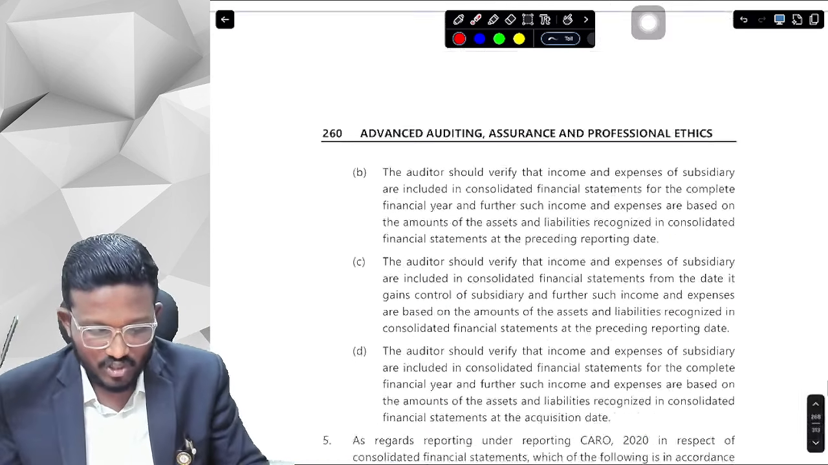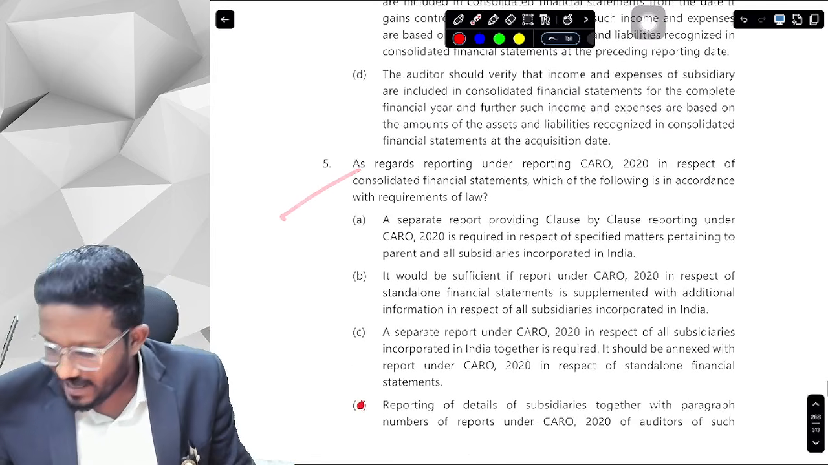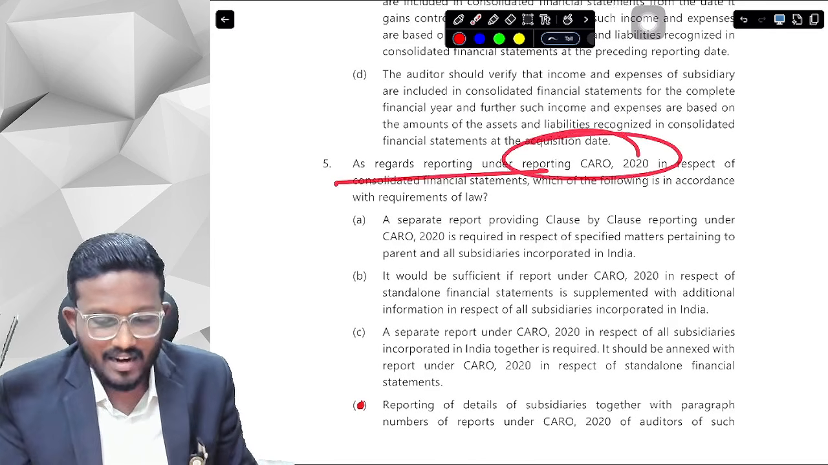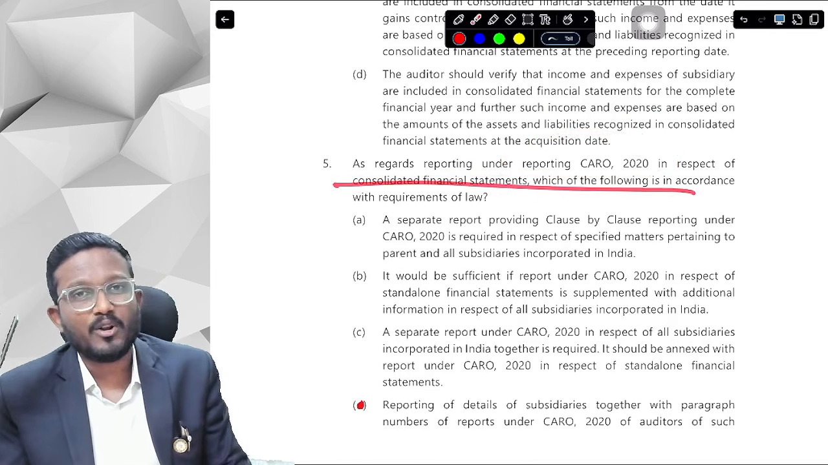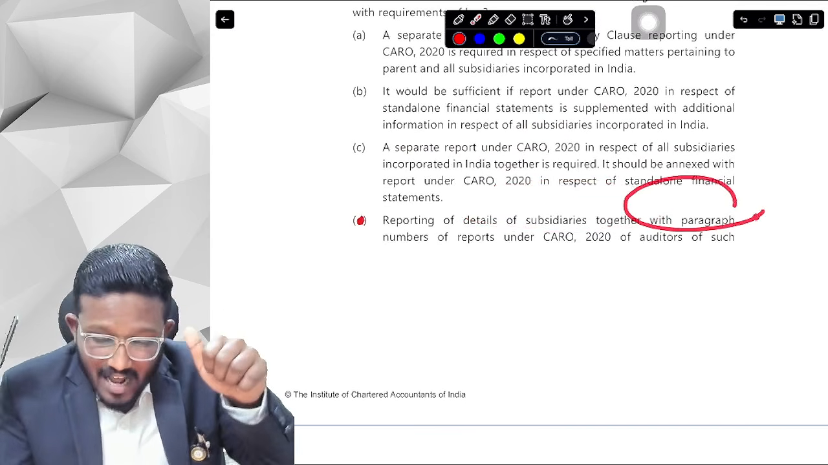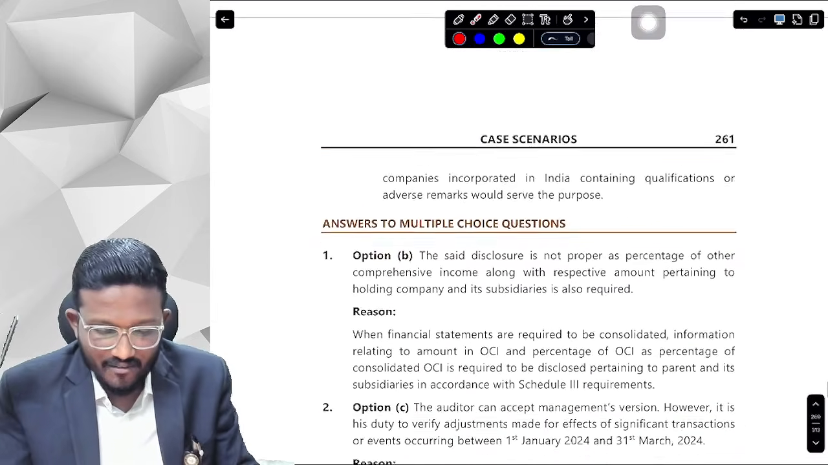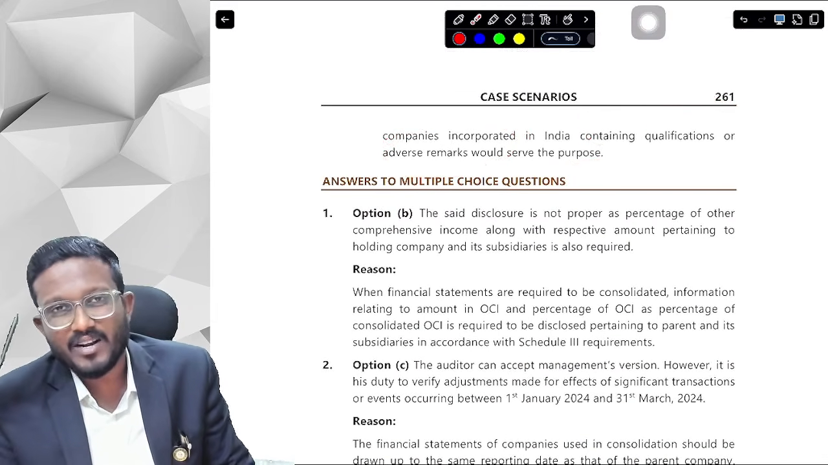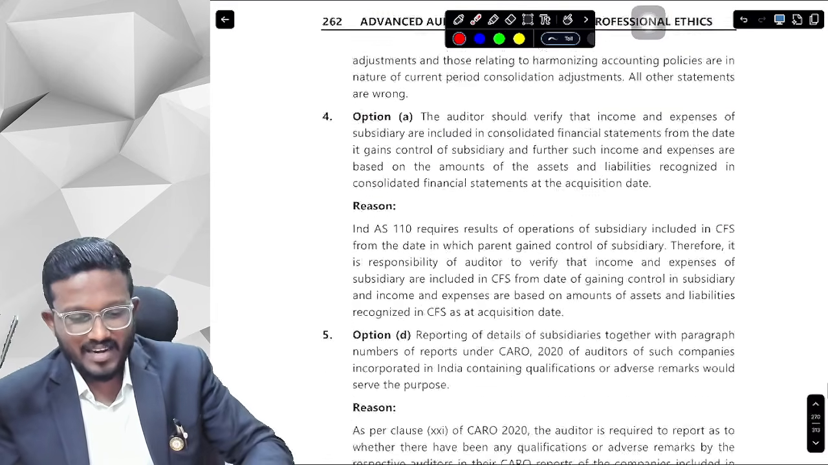Okay, yes sir. Next, the fifth question, sir? It says about the reporting requirement. Regarding the reporting under CARO 2020 in respect of CFS, what do we have to report? We have to give the details of the subsidiary together with the paragraph number of the CARO 2020 report wherever there is any qualification or adverse remark. Okay, yes sir. Then we have to tell about the subsidiary and the paragraph number in CARO 2020.